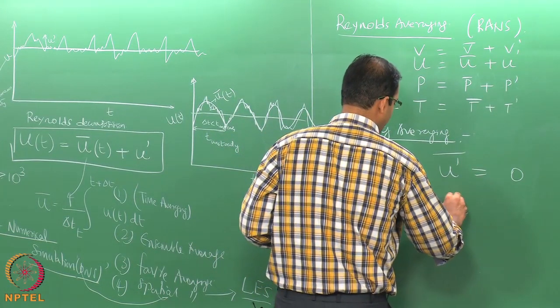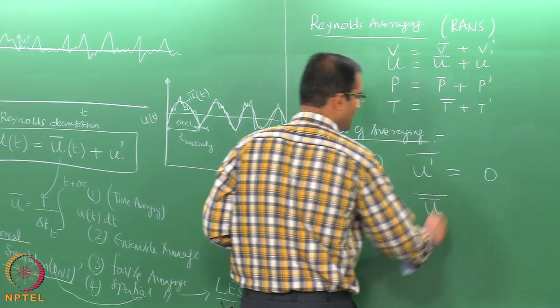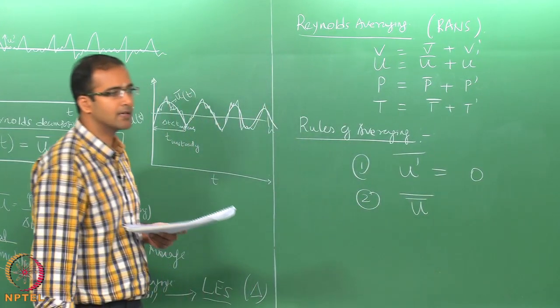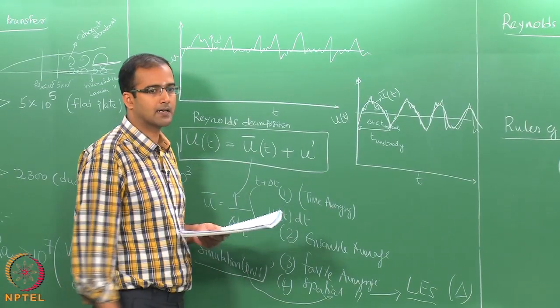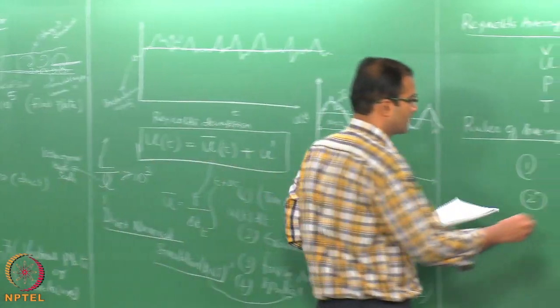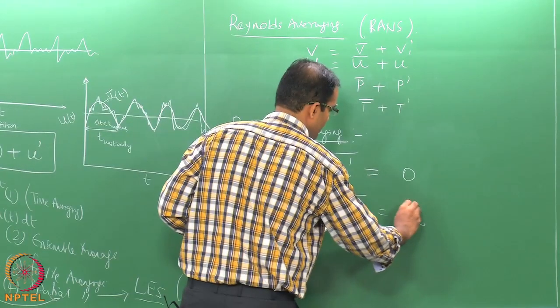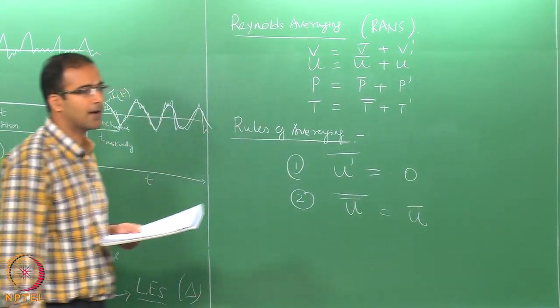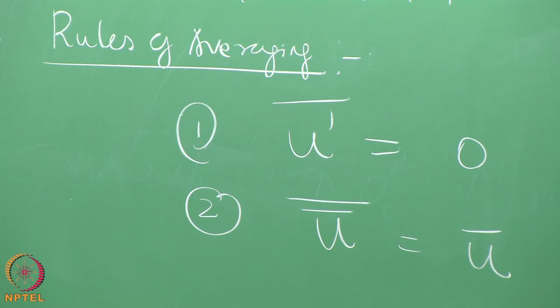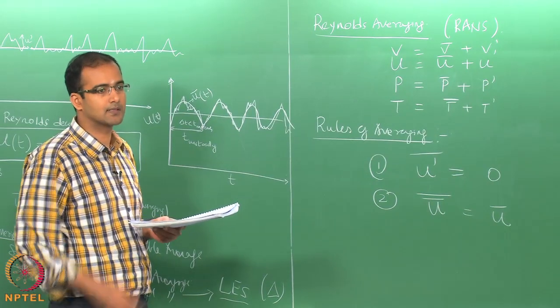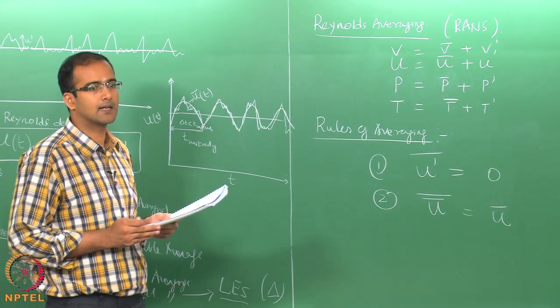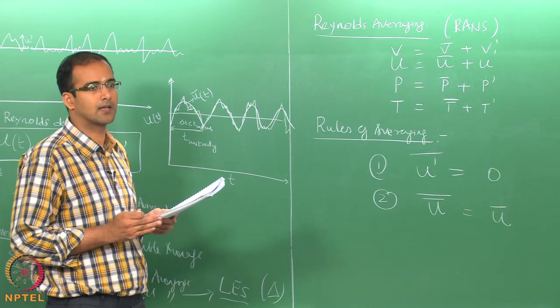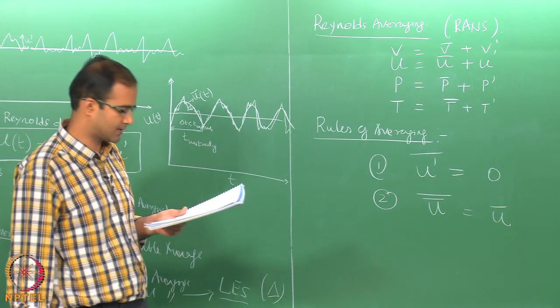Now when we apply a mean to a mean, when we average the mean component over the same delta t, it should give back the same mean. So it does not matter how many times you average the mean component, you still get back the same mean, as long as you apply the same delta t. Therefore it does not make any difference to the averaging.